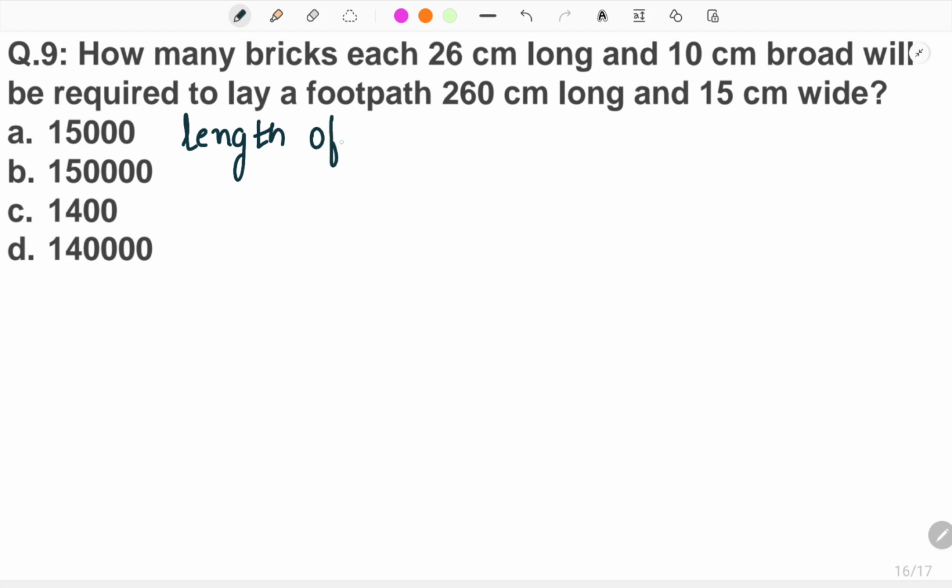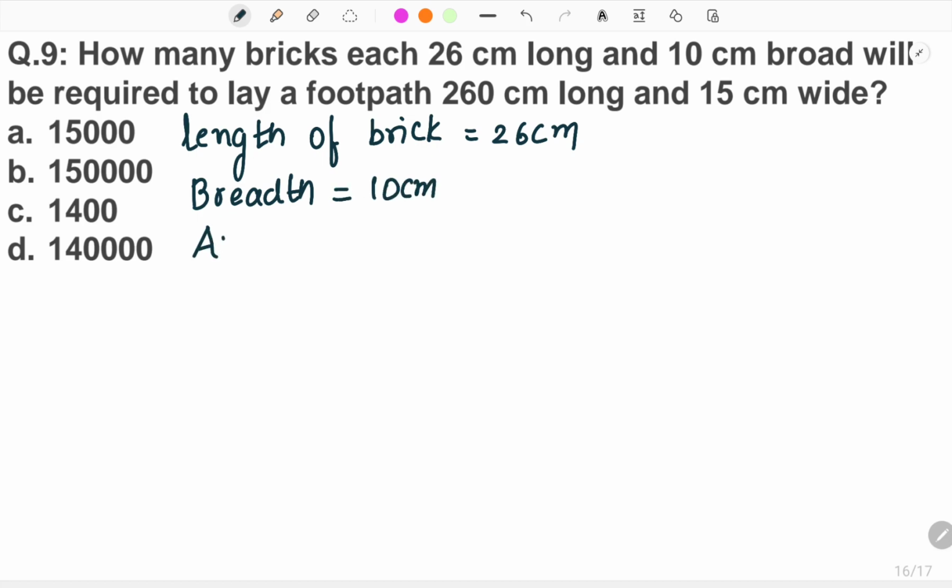Length of brick is how much? This is equal to 26 centimeter, and the breadth, this is equal to 10 centimeter. So what should be the area now? Students, area. Look, what area are we finding out? Area of brick. Now brick is in the rectangular shape, so area will also be length into breadth only.